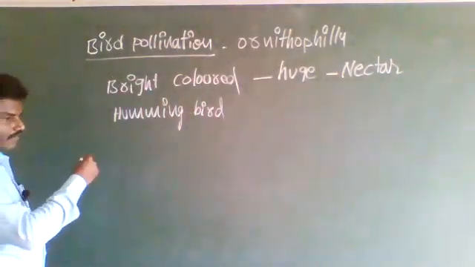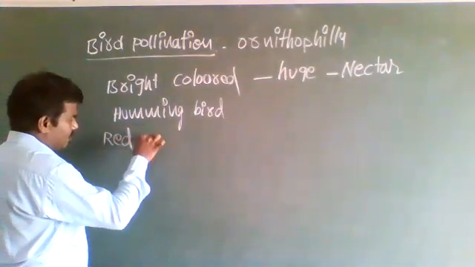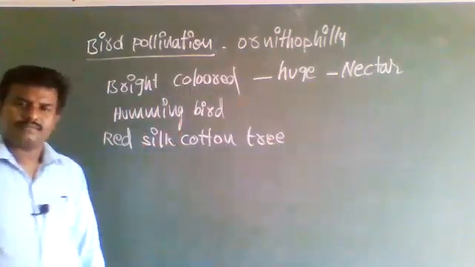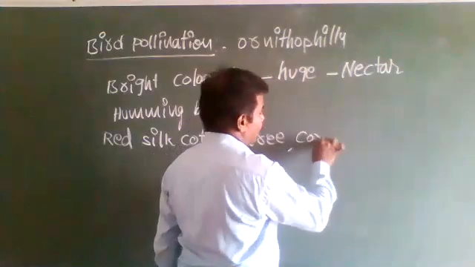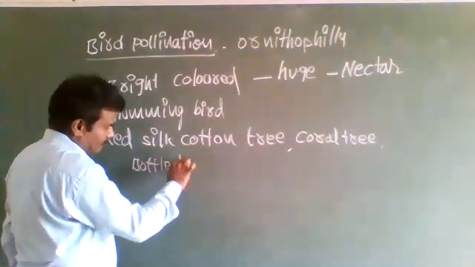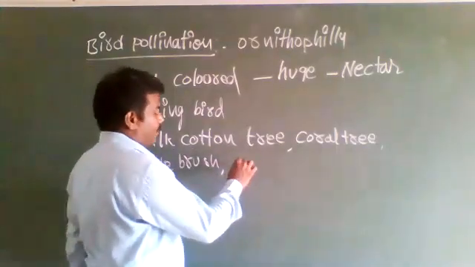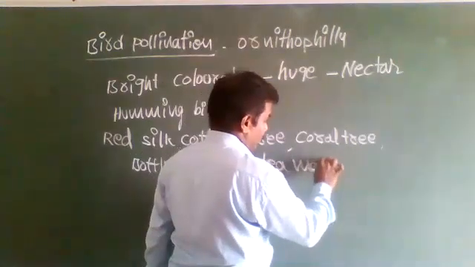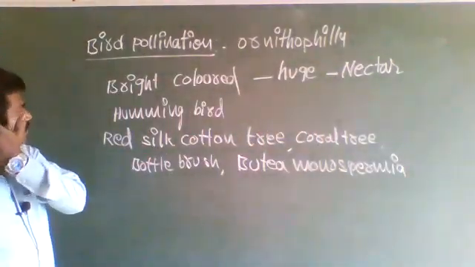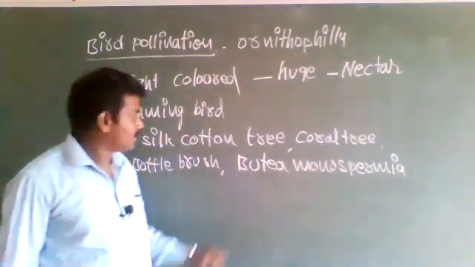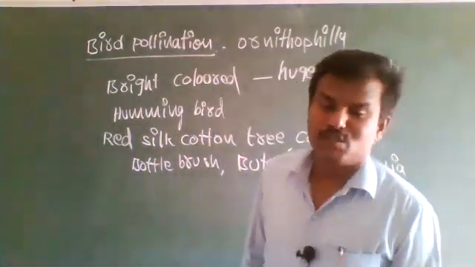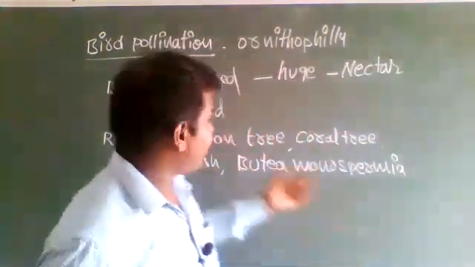Generally, bird pollinated flowers are red silk cotton tree, coral tree, bottle brush, Butea monosperma. Red silk cotton tree, coral tree, bottle brush are kinds of trees. So these are all examples of bird pollinated flowers. Okay, that's all.